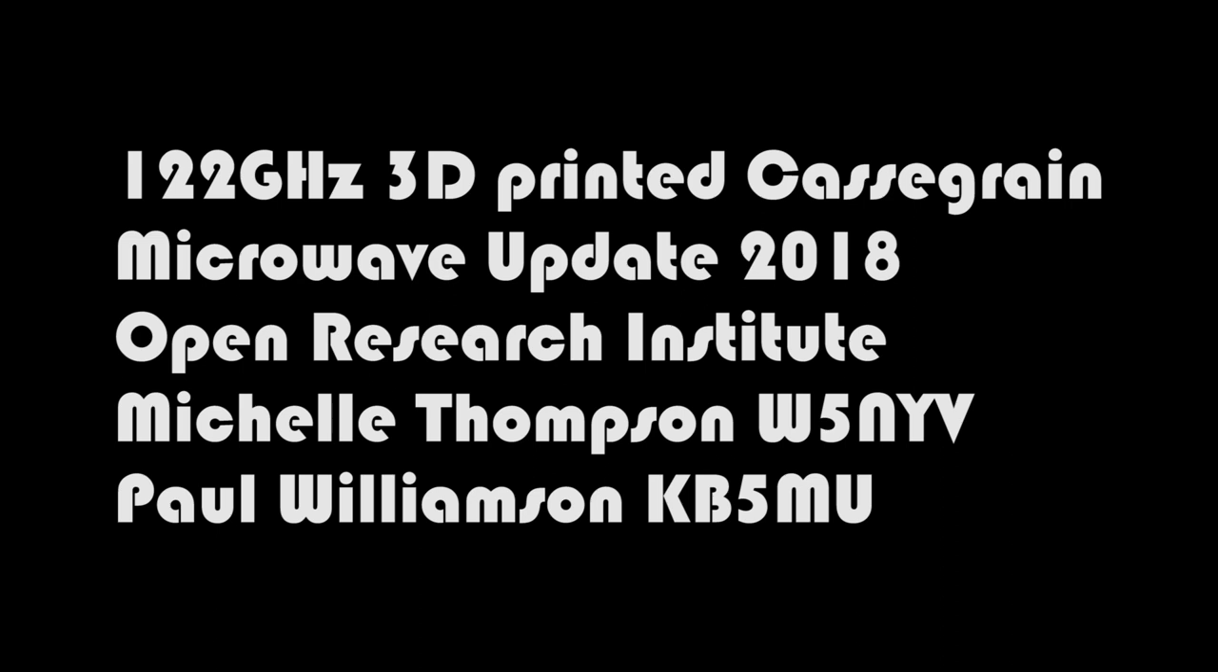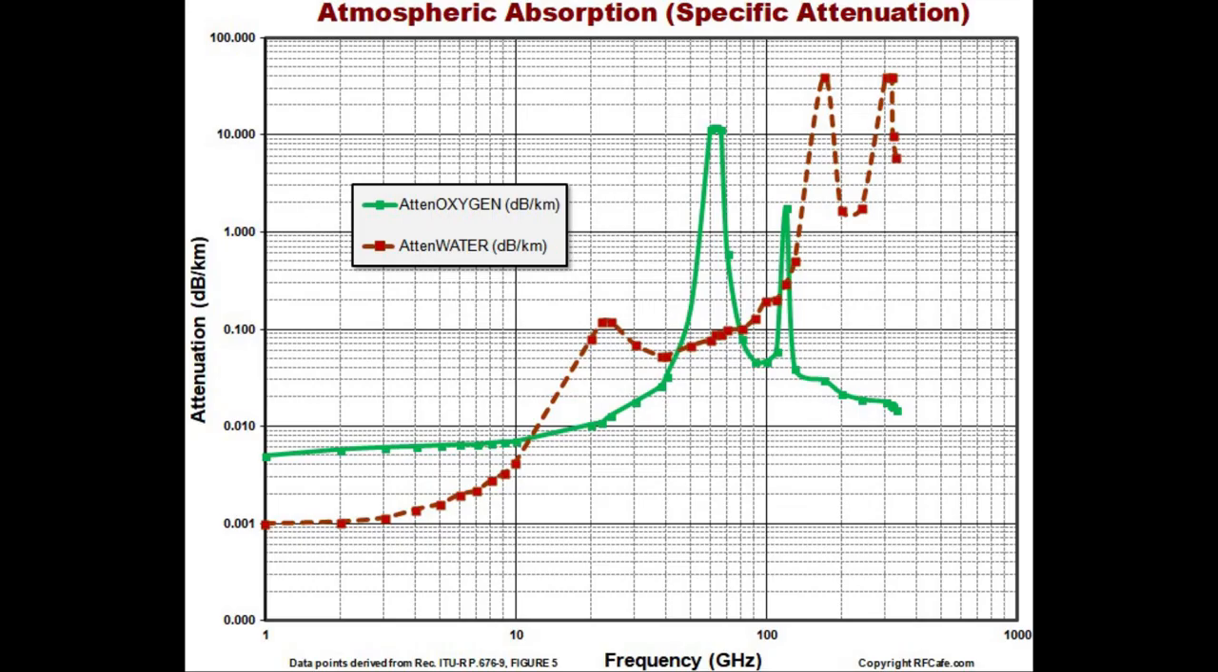122 gigahertz is an amateur radio band. There's activity and distance records and some contesting. 122 gigahertz has significant attenuation due to atmospheric absorption. Specifically, oxygen gets in the way.